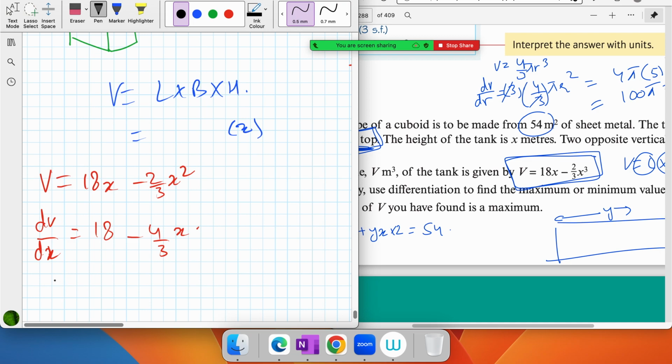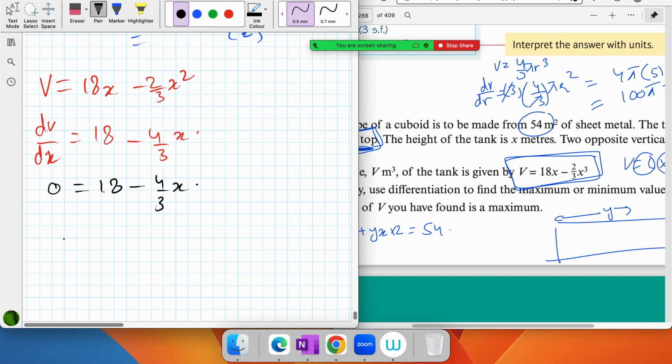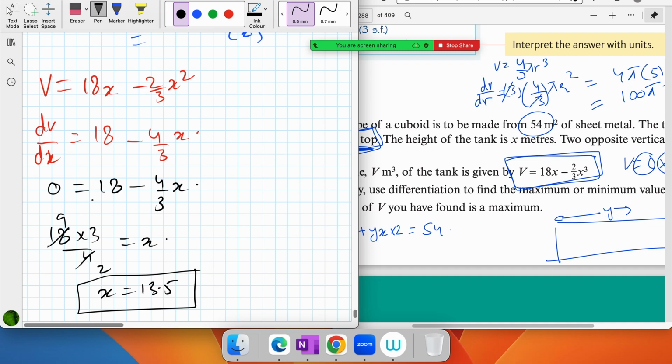Whenever it is maximum or minimum, the gradient is 0. So we now solve for x first. 18 into 3 by 4 is equal to x. 2, 9, x is equal to 13.5. 27 by 2 is 13.5. Now we have the value of x when it is either maximum or minimum.